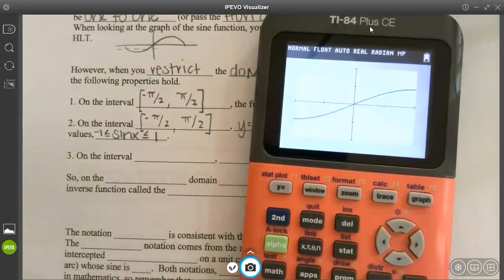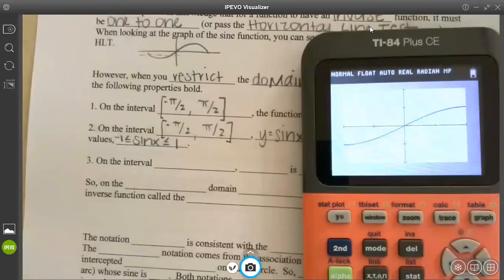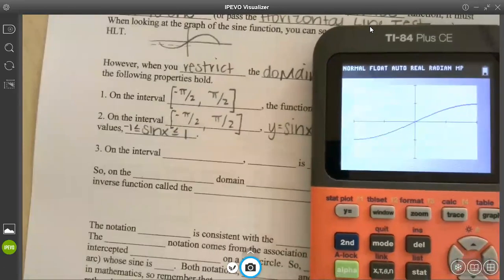I can't make it any darker. Yeah, that's as good as it's going to get. So you can see that it's fully increasing. There is no horizontal line that we have to worry about. And then I made it from -2 to 2, but -1 to 1 is its full range of values.